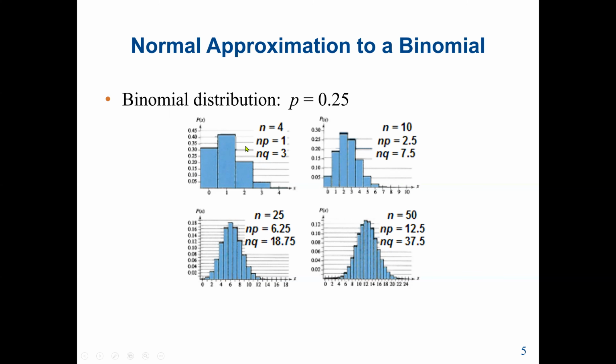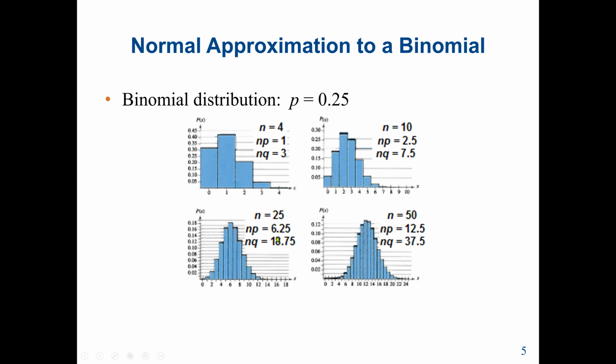When we compare the first and the second, we can see that the histogram is taking the shape of a normal distribution instead of being skewed to the right like the first. Now let's look at the third one. The sample size is now 25, which is way larger than the first and second. Here np is 6.25 and nq is 18.75. Now we can see our frequency distribution is a normal distribution.